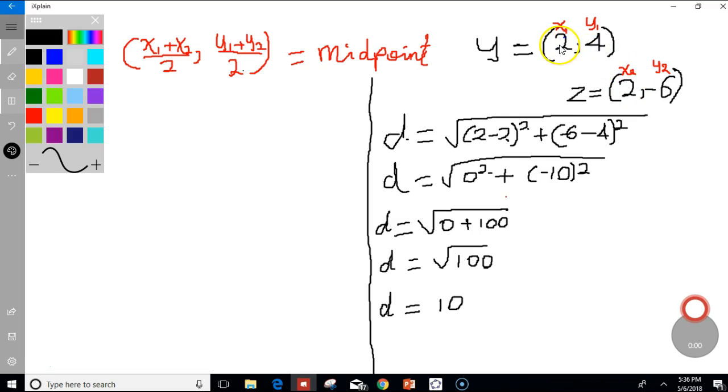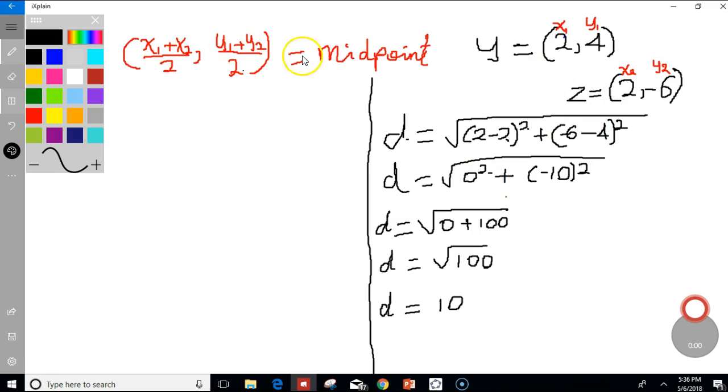x2 minus x1. So that's 2 minus 2 plus y2 minus y1. So negative 6 minus 4. So 2 minus 2 is 0 squared. Negative 6 minus 4 is negative 10. And then you square everything including the negative. You get 100. 0 squared is 0, sorry. 0 plus 100 is 100. And then you take the square root of 100, you get 10. So 10 is the distance between y and z.